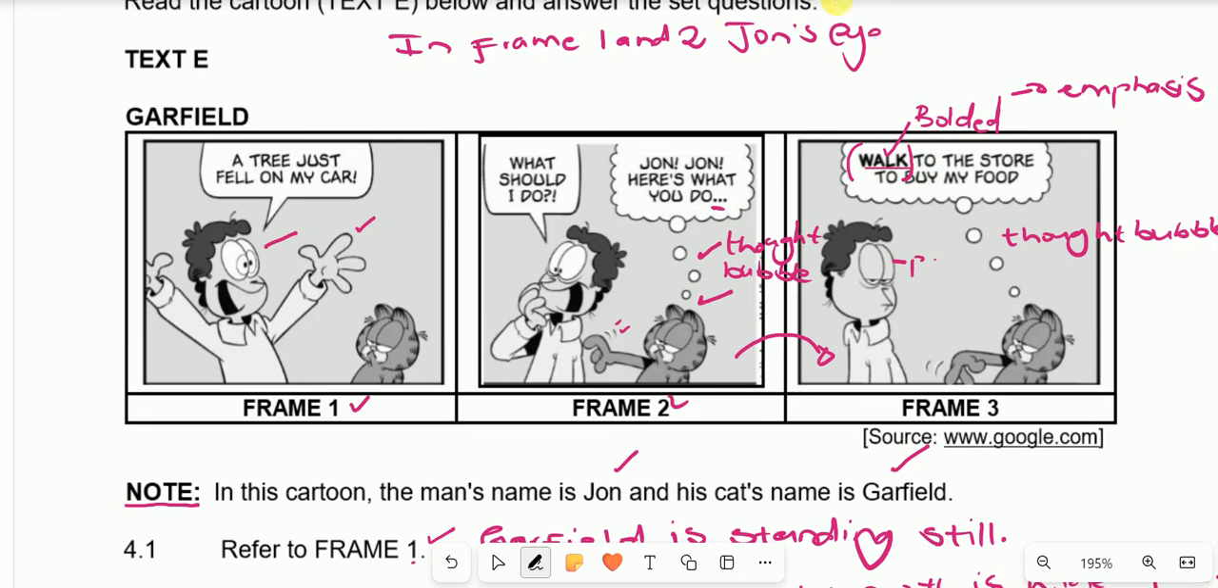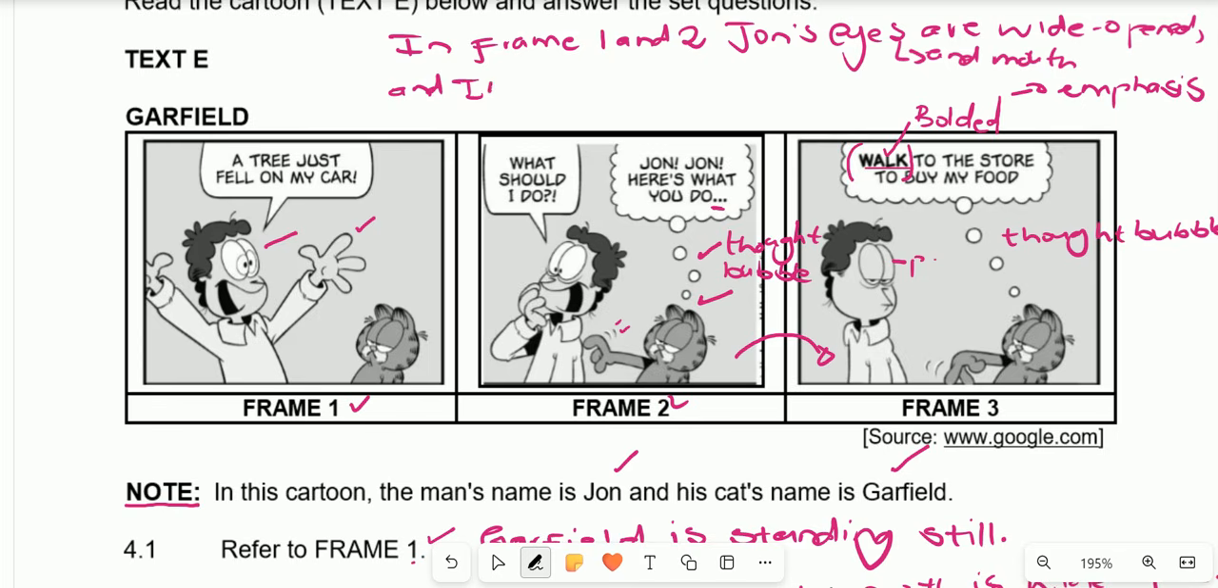John's eyes are wide opened. Okay, we can just safely say John's eyes and mouth are wide opened. I'm talking about frame 1 and 2.